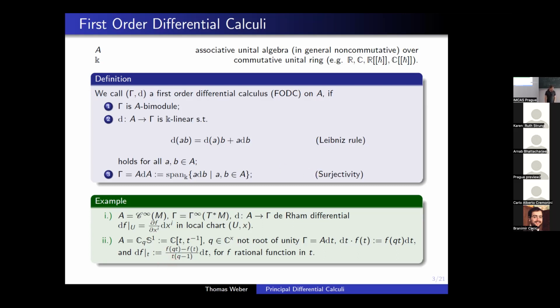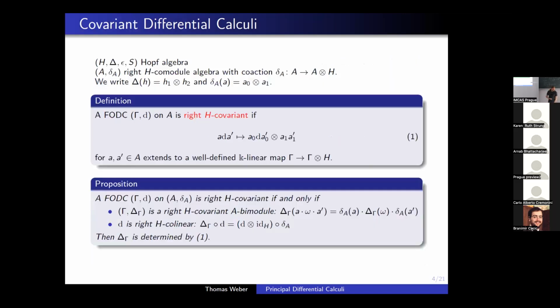Yeah, so which goes to the usual differential in the limit q going to 1. Very good. Then, yes, if you have not only an algebra, but a co-module algebra, you can ask for more. So you want your calculus to have more properties.